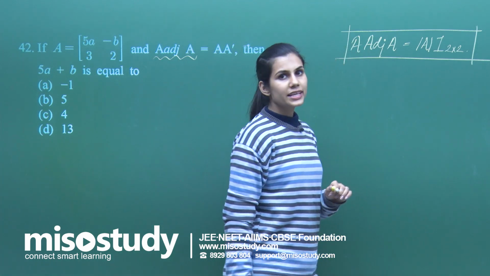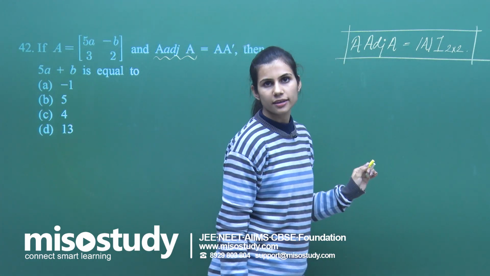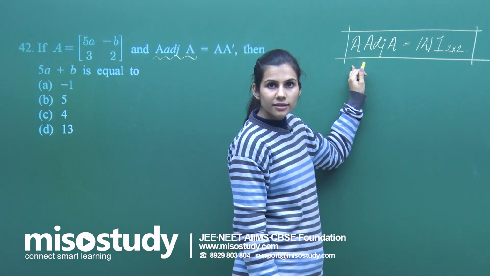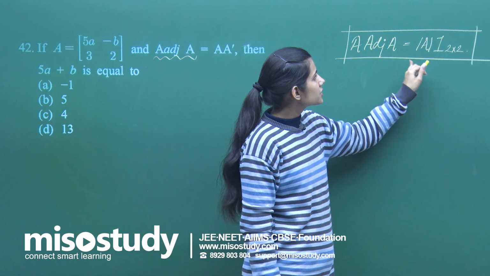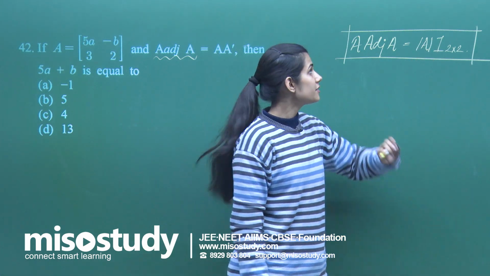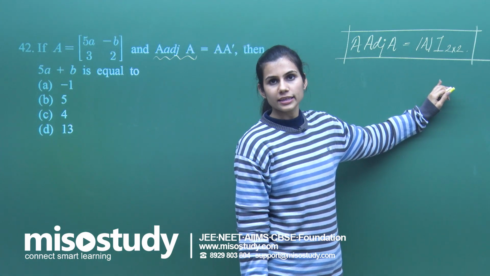A into adjoint of A is determinant of A times the identity matrix of the same order as that of A. In fact, we had done it like this: if A is a square matrix of order n, then A into adjoint of A is determinant of A times I n cross n, right? So here the same result is valid for 2 cross 2, n equals 2 basically.